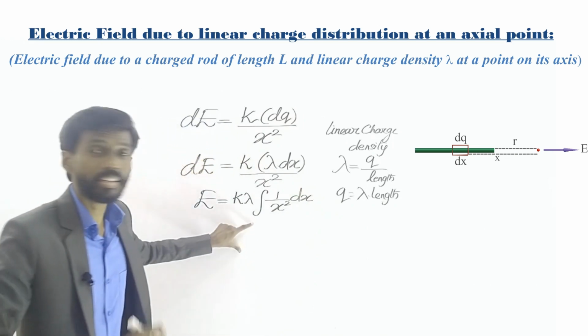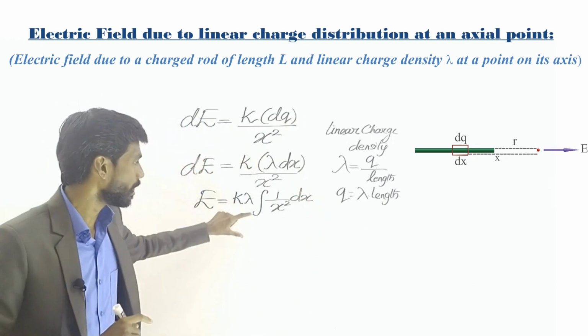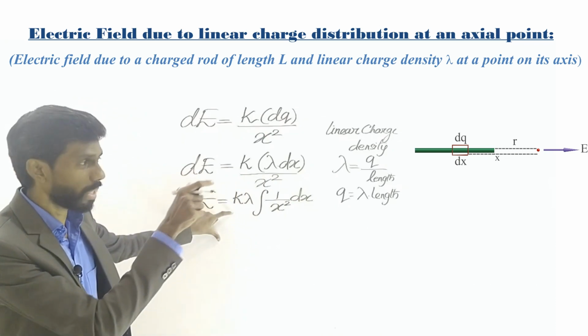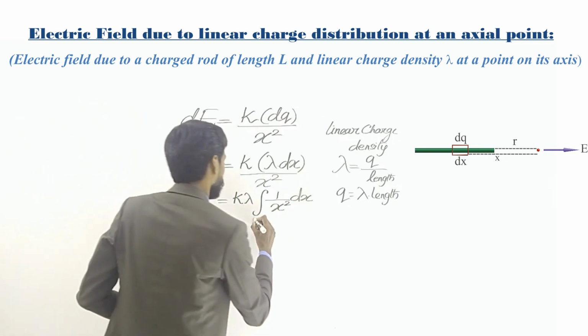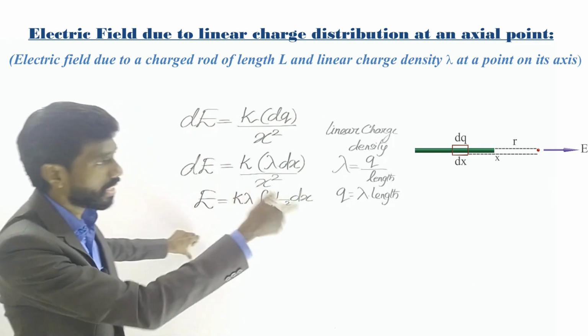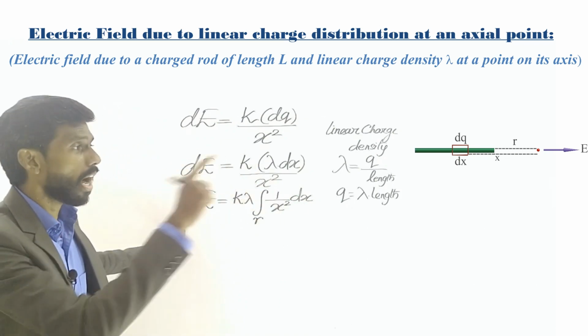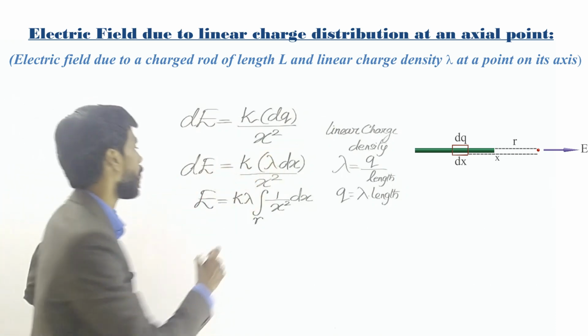Now we need to write the limits of this integration. What is the lower limit? x starts from r, right? So r is the minimum value, the minimum distance, so that is r. And this end has value r plus l. L is the length of the rod, r plus l is the total length. So r plus l.